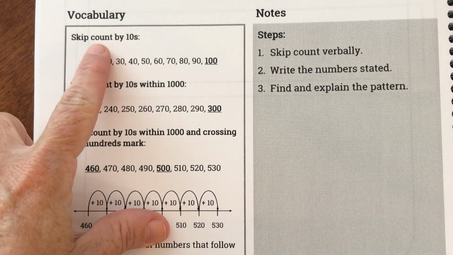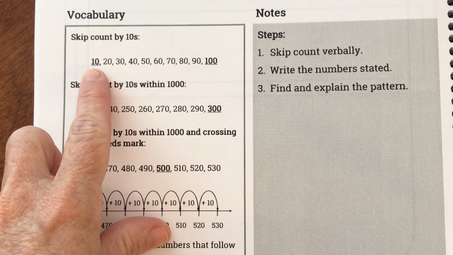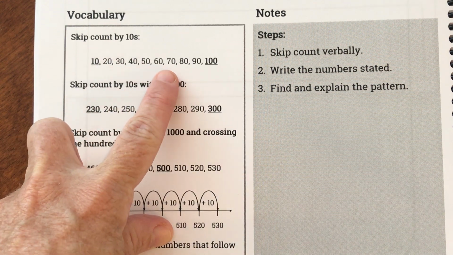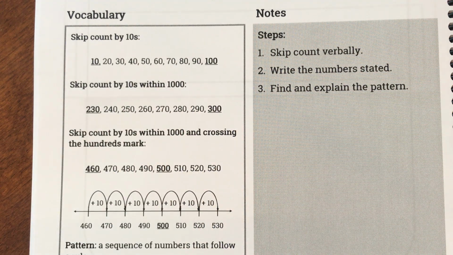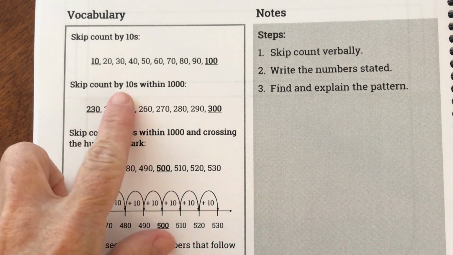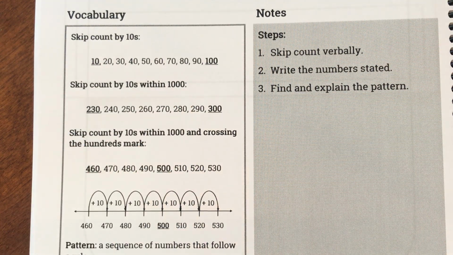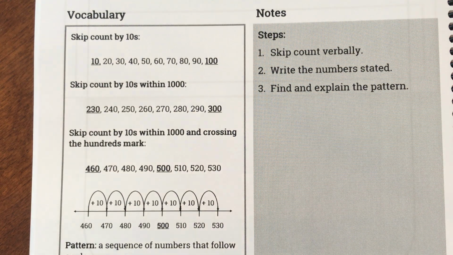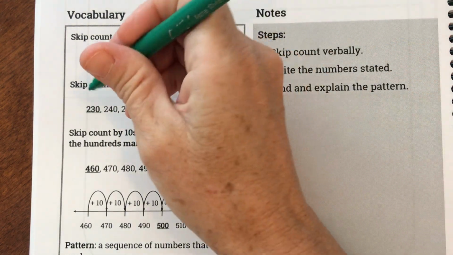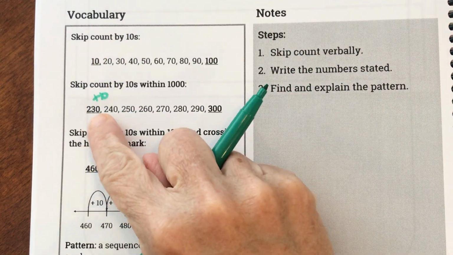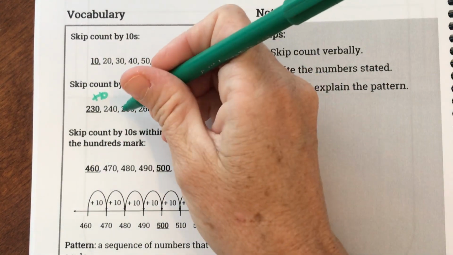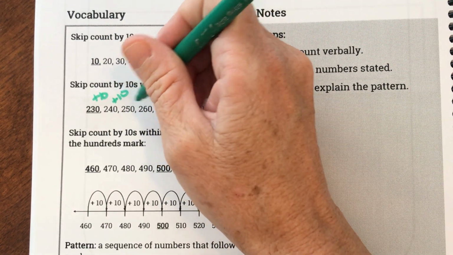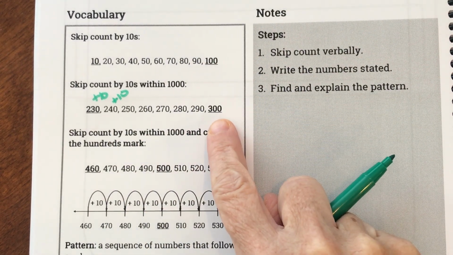Okay, it tells us skip count by tens. So 10, 20, 30, 40, 50, 60, 70, 80, 90, 100. And then it tells us skip count by tens within 1,000. So here they're not starting at 10, they're starting at 230. But what they're still doing is, when you skip count, you're adding 10 each time. So 230 plus 10 is 240. 240 plus 10 is 250. And they're continuing all the way to 300.